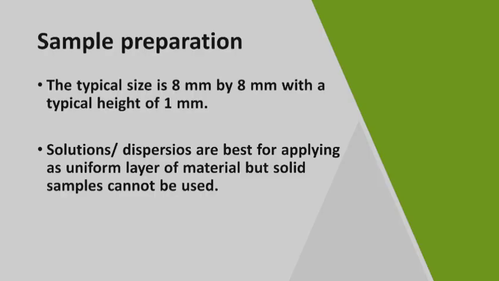Coming to sample preparation, the size of the sample should be 8 mm in width, 8 mm in length and a height of 1 millimeter. In this size the sample must be prepared. The sample should not be simply a solid, but it should be drop casted. That is, it should be made into a solution or dispersion, and drop casted on a small mica sheet, and then it can be pasted on the sample holder using a carbon double-sided tape, and then you can introduce it into the sample chamber in the AFM.